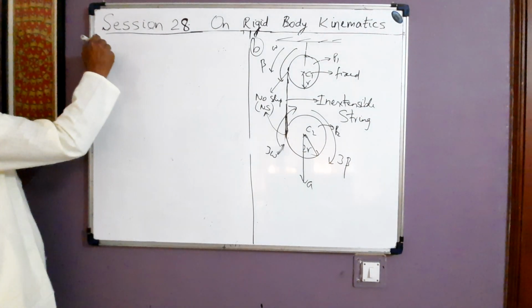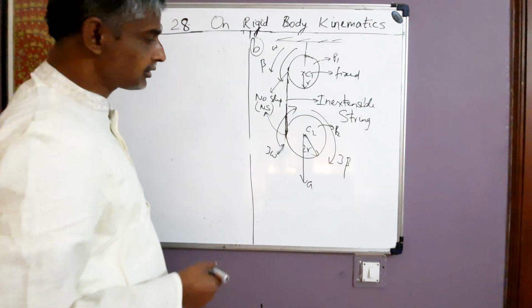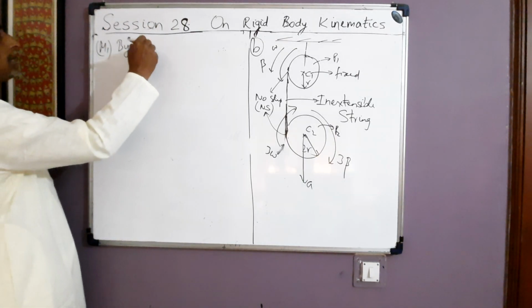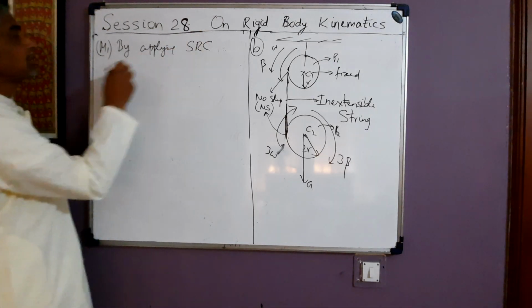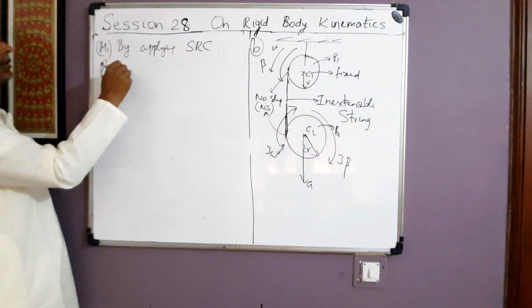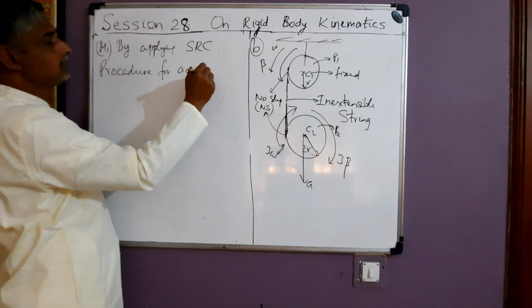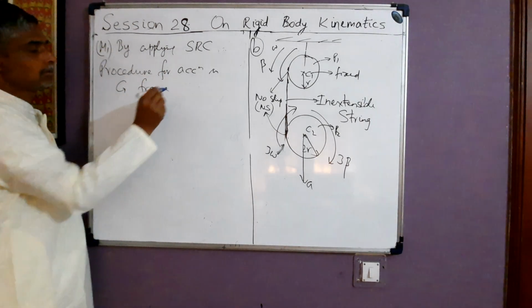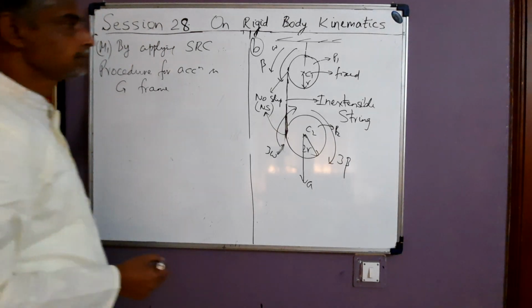Method 1 I'll discuss. Method 1, apply SRC procedure for acceleration in ground frame. By applying SRC procedure for acceleration in G frame.